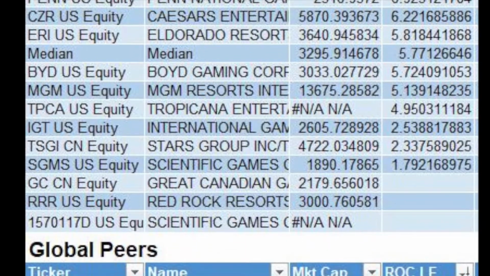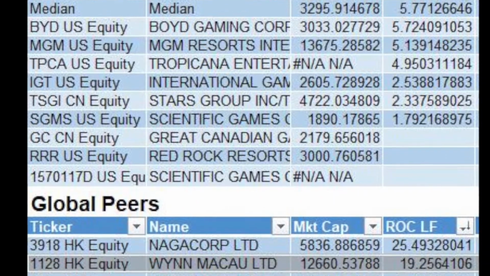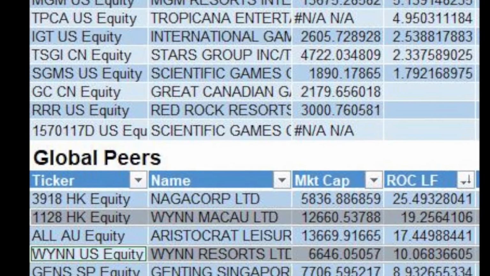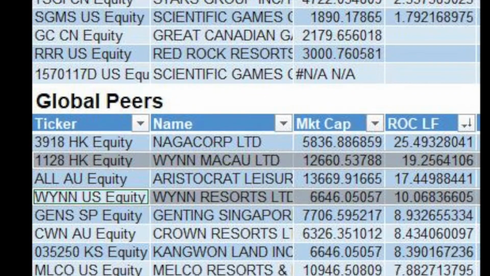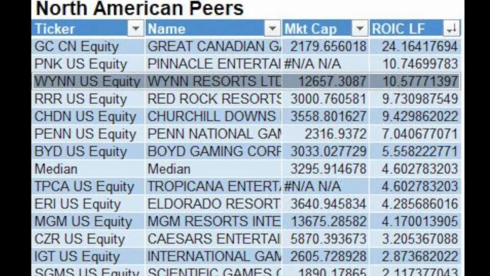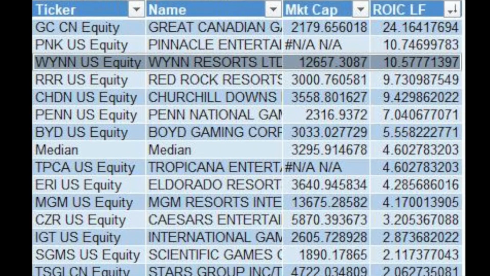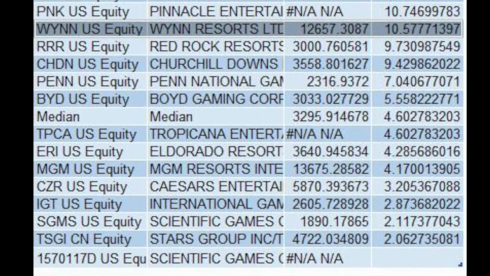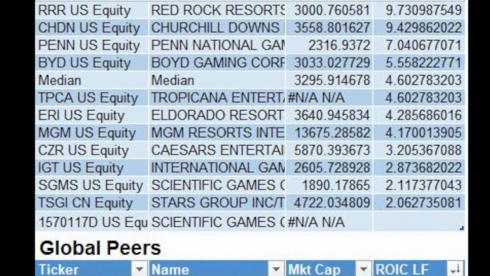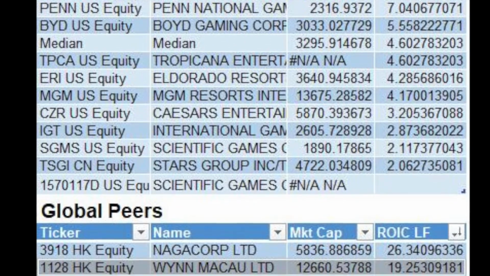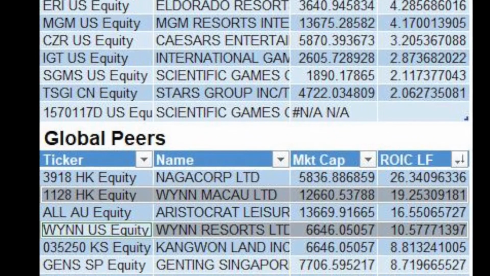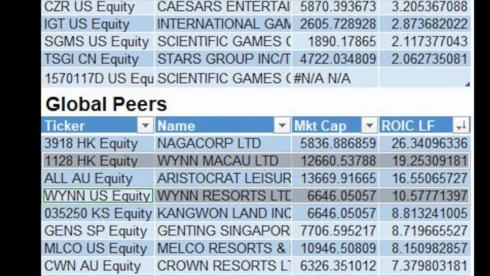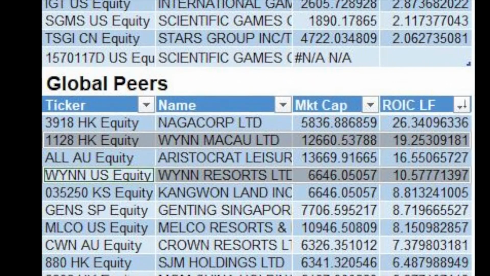Return on capital measures in percent the return that an investment generates for capital contributors. It shows how effective a firm is at turning capital into profits. Comparing Wynn Resorts to their North American and global peers, Wynn is well above the sample median. Return on invested capital assesses a company's efficiency at allocating the firm's capital to profitable investments. Essentially, this ratio gives investors a sense of how well a company is using its money to generate returns. Comparing Wynn Resorts to both their North American and global peers, you can see that Wynn is well above the sample median.